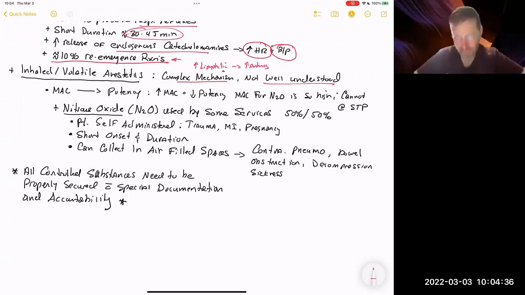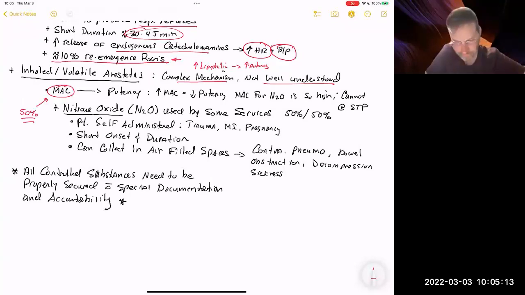So the more lipophilic, the more potent they are, the lower concentration you need to have an effect. That was actually something called the Meyer-Overton hypothesis, when people were first trying to figure out how these things worked. There's a really important concept when it comes to the potency of an inhaled anesthetic, and that's called the MAC. That stands for the minimum alveolar concentration. And that's just the concentration of anesthetic in exhaled gas that will cause anesthesia in 50% of the population.